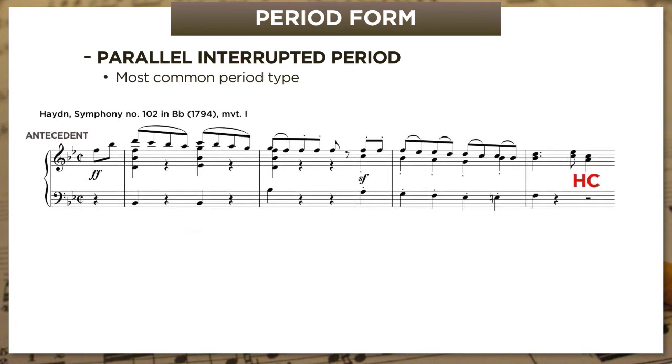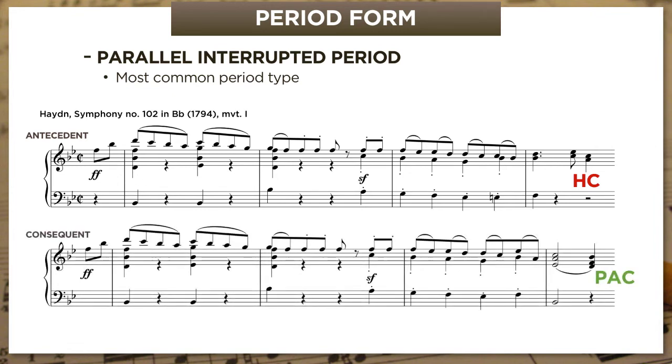Now let's check out this much more energetic period from the opening of Haydn's Symphony number 102 in B-flat major. Once again, antecedent phrase ends on a half cadence, consequent restarts in the tonic, goes all the way to a full cadence at the end.